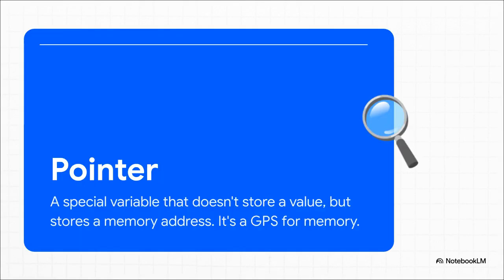And that brings us, finally, to the pointer itself. So what is it? A pointer is just a special kind of variable. But instead of storing a value, like the number 10, it stores a memory address. Think of it like a GPS for your computer's memory. It doesn't hold the destination itself, but it holds the exact coordinates you need to find it.